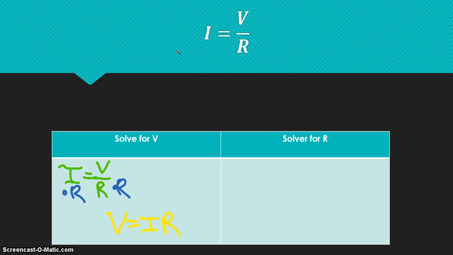To solve for R, that would give us I equals V over R, that we're writing our literal. And again, we would multiply by R because we're trying to solve by timesing our denominators. So that would give us R equals V over I.